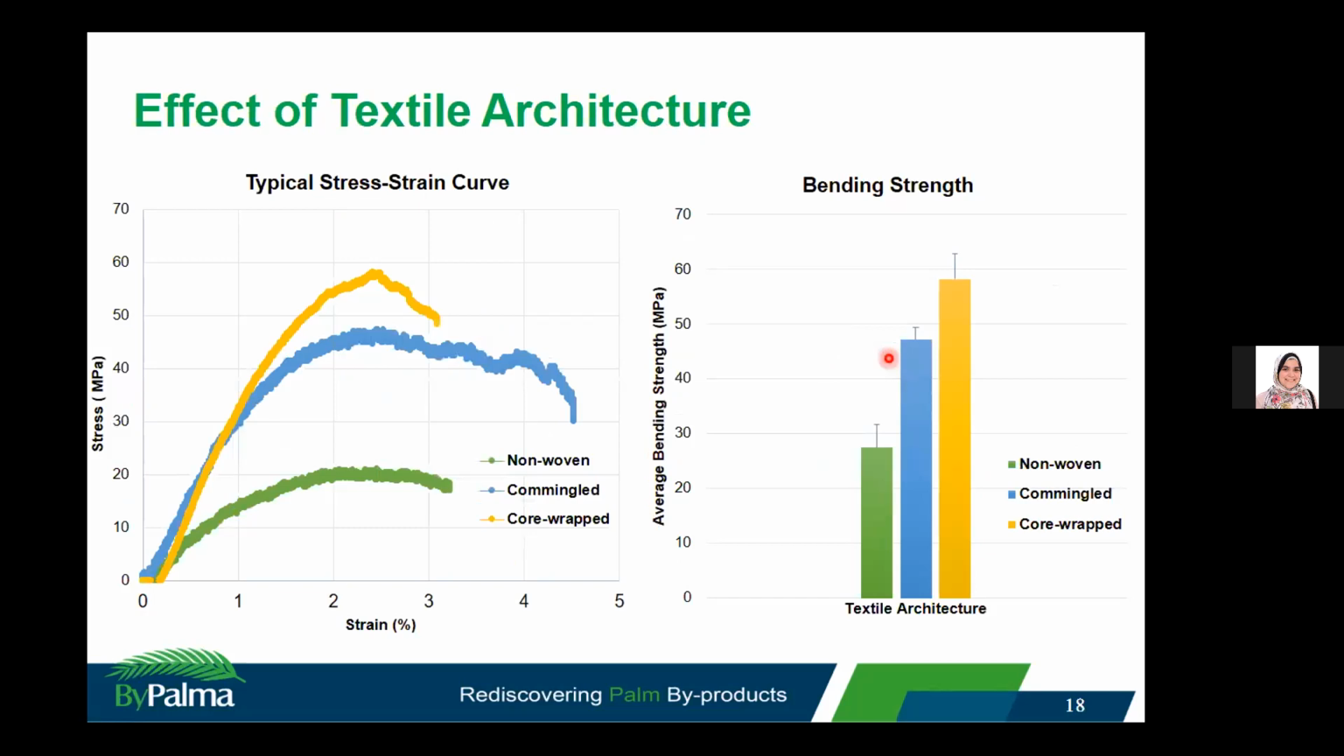For the bending results, for studying the same effect of the 3 different textile architectures, we can say that the bending strength results showed the same pattern as the tensile properties, having the core wrapped as the best results and the non-woven as the least one.